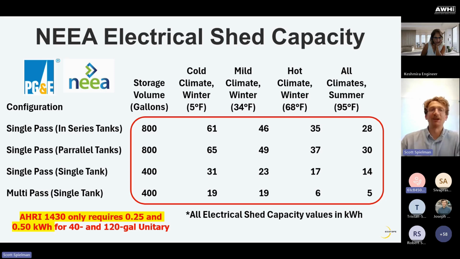So now this is the total number of kilowatt hours in energy that this resource gives you as a reduction in energy usage during a peak period at different temperatures and climate zones. So you can see that since the COPs are higher in the summer, electrical shed capacities are lower. That makes sense.